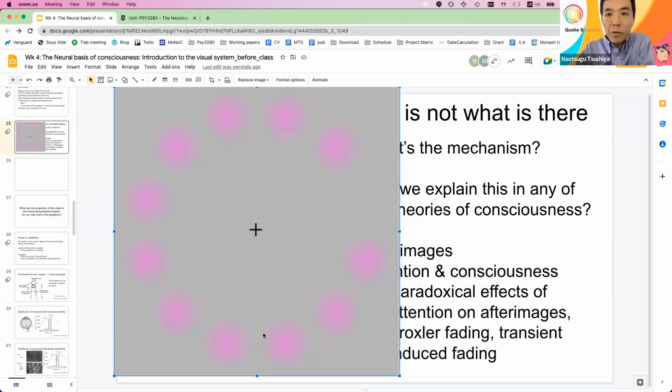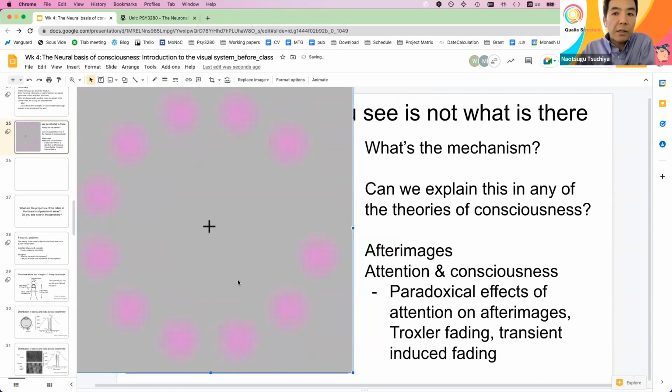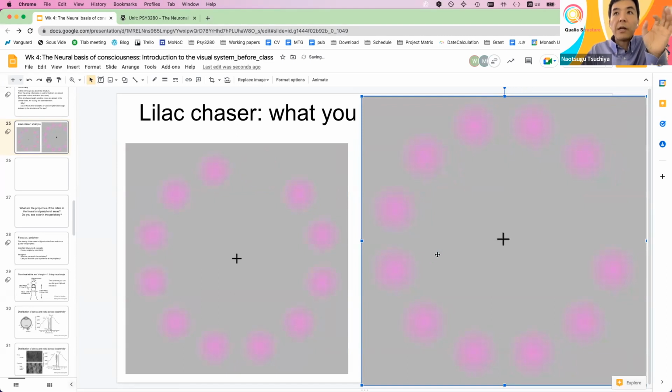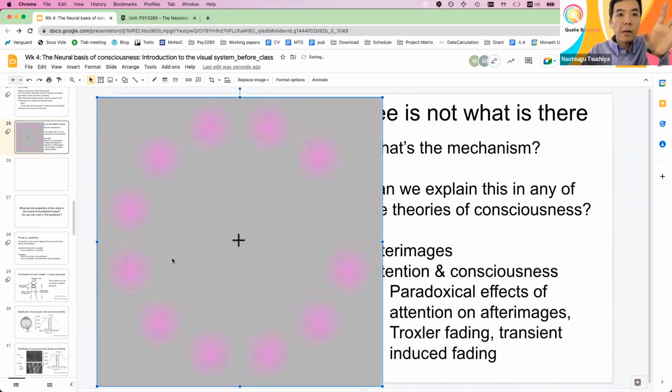Maybe I forgot to share the screen. Sorry. So I'm not talking about this lilac chaser. Okay. So in the movie situation on the left, you don't see it really clearly. But if you take the screenshot of that, then you see that each frame looks like this. One part of the location is missing in terms of pink, but everything else is pink. Clear so far?